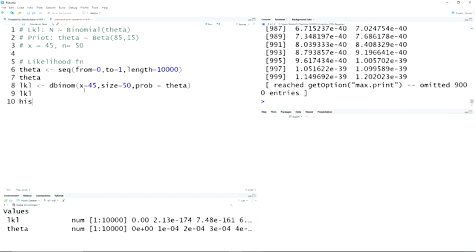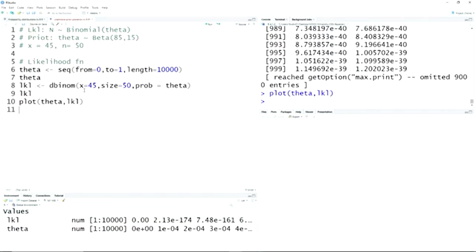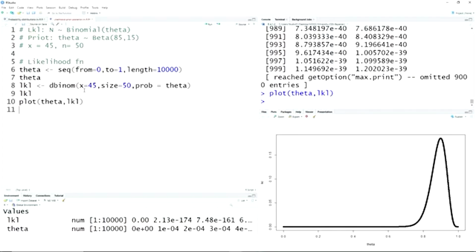If you want to visualize it, you can use the plot function. I'm plotting theta on the x-axis and the corresponding likelihood on the y-axis, and this is how the likelihood looks. You can see that this function peaks at 0.9 and the most likely values are between, let's say, 0.7 and 1. So that's what the likelihood function tells us.